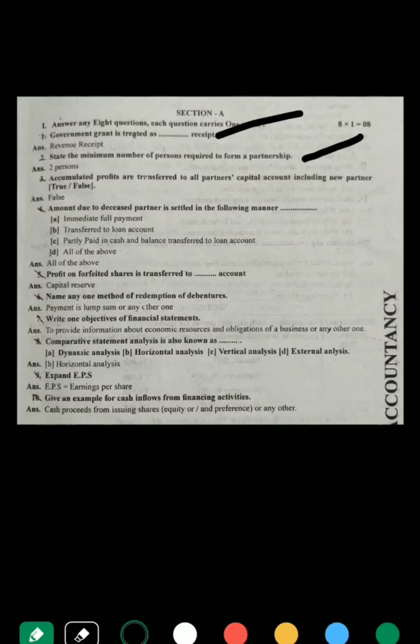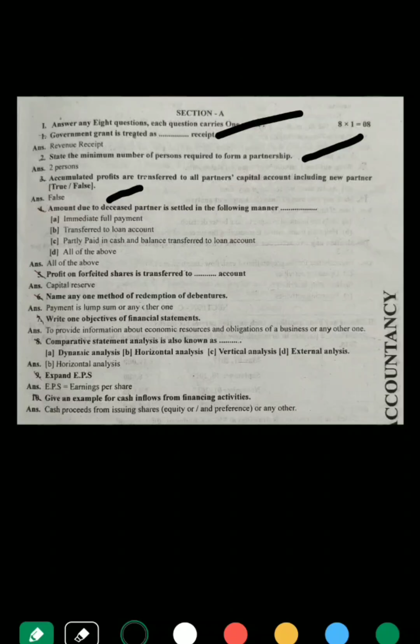Accumulated profit is transferred to all partners' capital accounts including the new partner. True or false? The answer is false, because the accumulated profit is transferred only to the already existing partners.